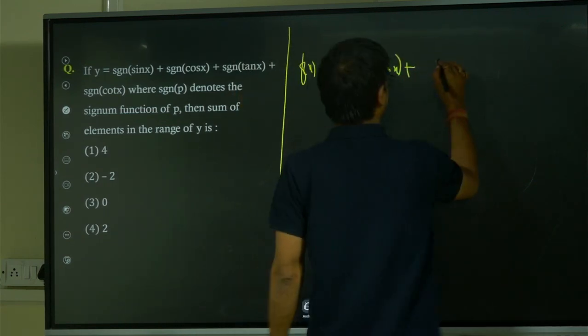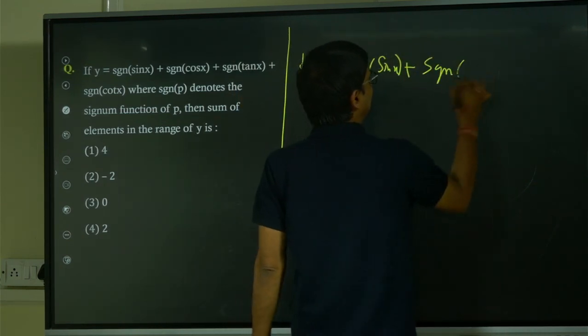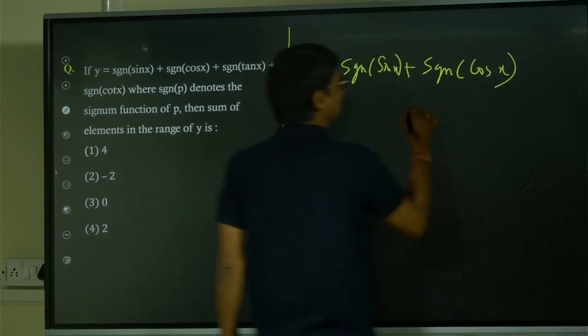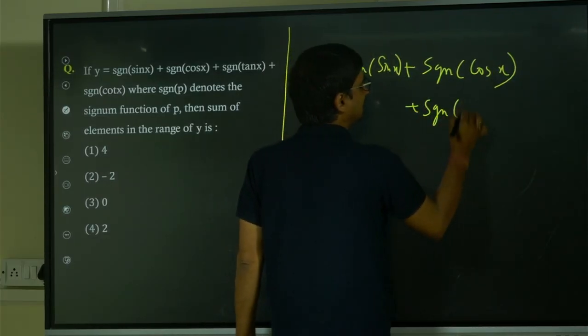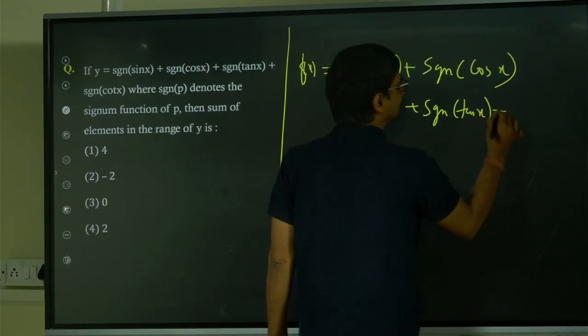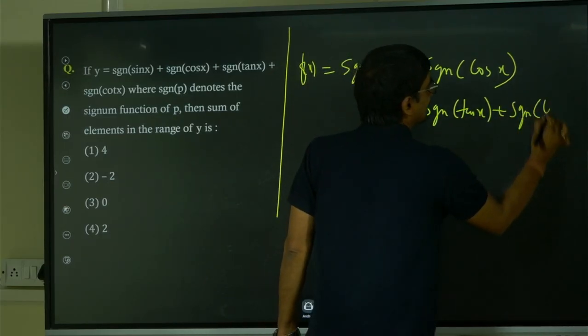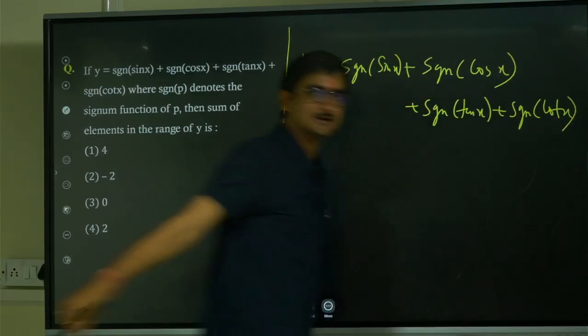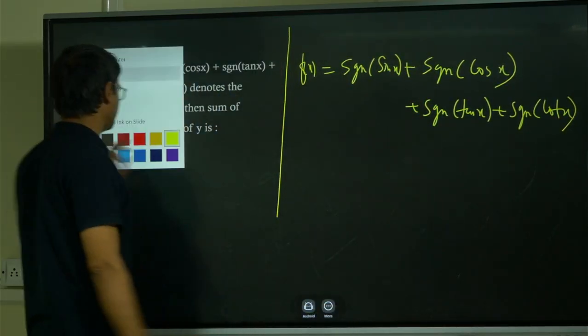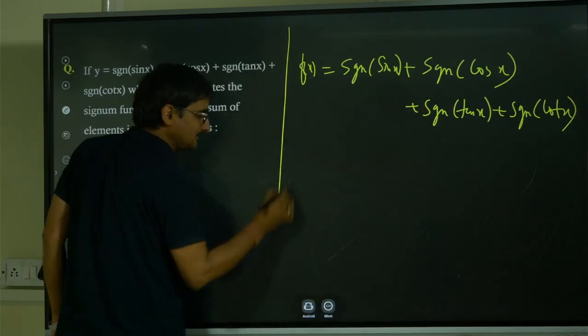cos x, tan x, cot x. So signum of four functions: sin, cos, tan and cot. These are four functions. Now how do we define the signum function, bachon? We all know it, I believe.